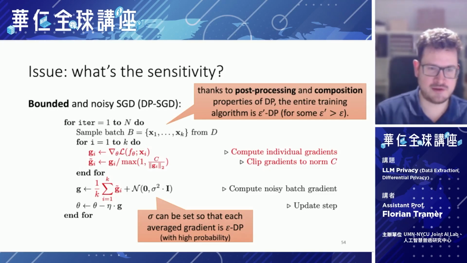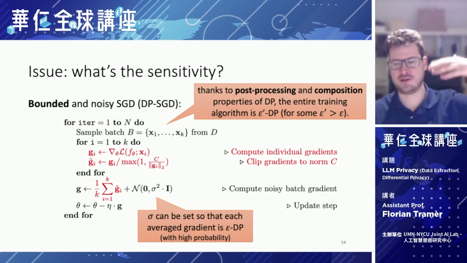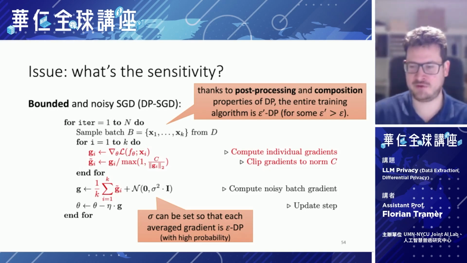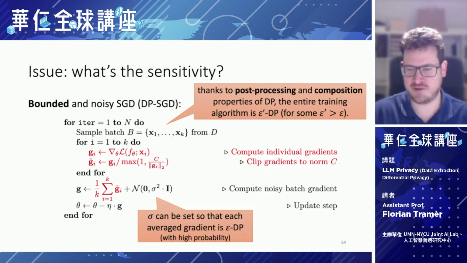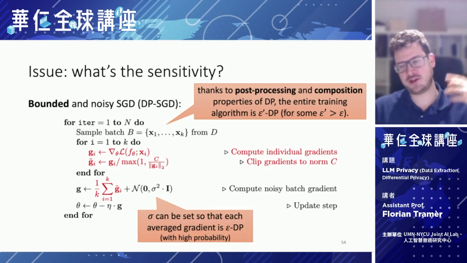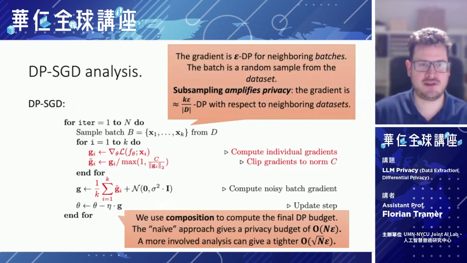And doing this naively, essentially saying that one step is epsilon differentially private, and then the n steps would be n times epsilon differentially private, would be correct, but would just be very, very conservative, very pessimistic. We'd get a very, very loose privacy bound. And so there's a bunch of extra technical tricks that are used to get a tighter differential privacy bound.